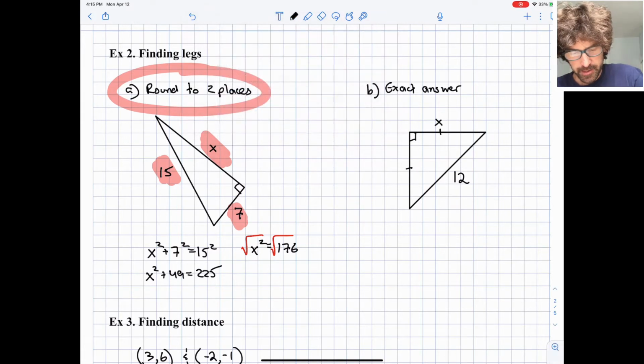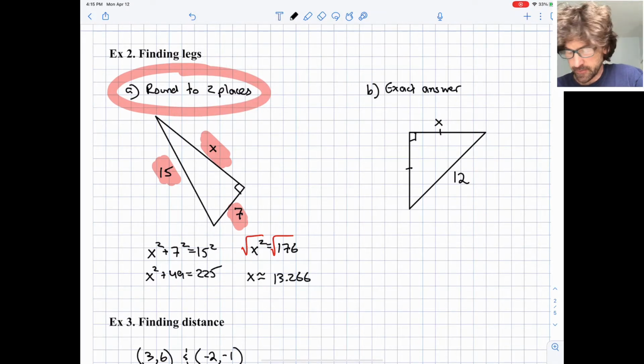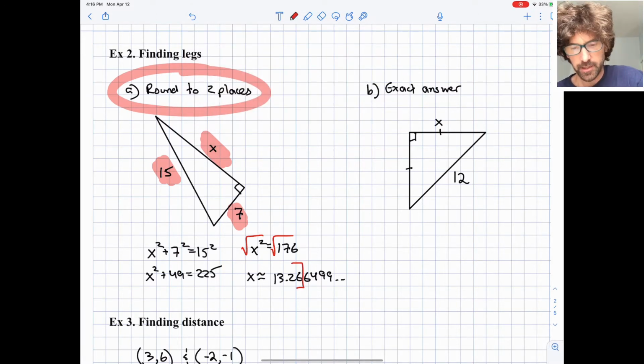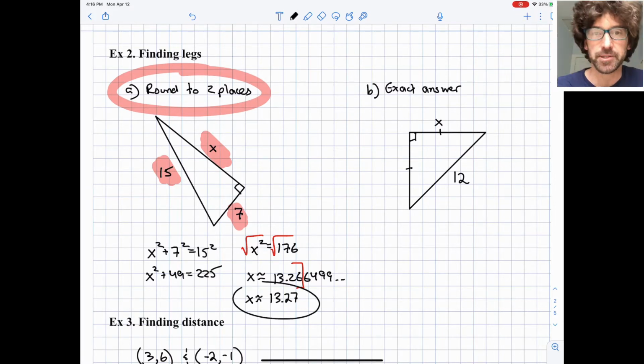we get x is approximately 13.266499. And we're being asked to round to 2 decimal places. So I would take those 2 decimal places, and then we would need to realize we would need to round that 6 up to a 7. 13.27 is our rounded solution to that problem. That's the length of that leg of that triangle.